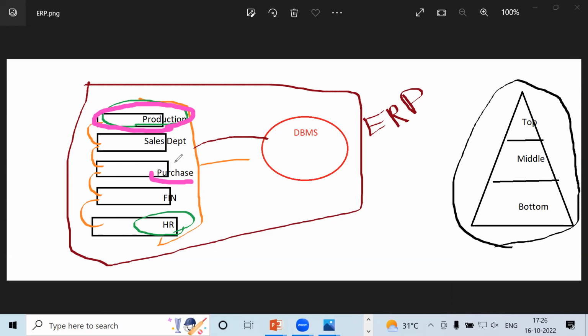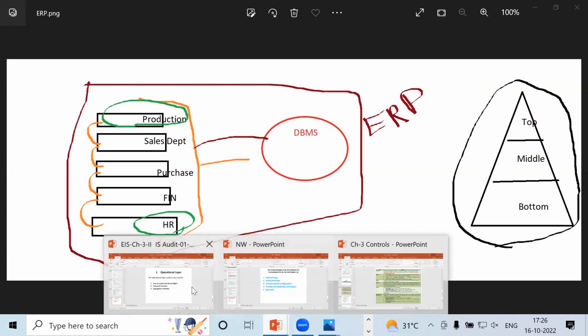Similarly, what does the purchase department do? Say, for example, the list of suppliers, the quotations received, and the best quotation. All these things are formalities. Whether they are being carried out or not, you have to check. So that is done by unit testing.